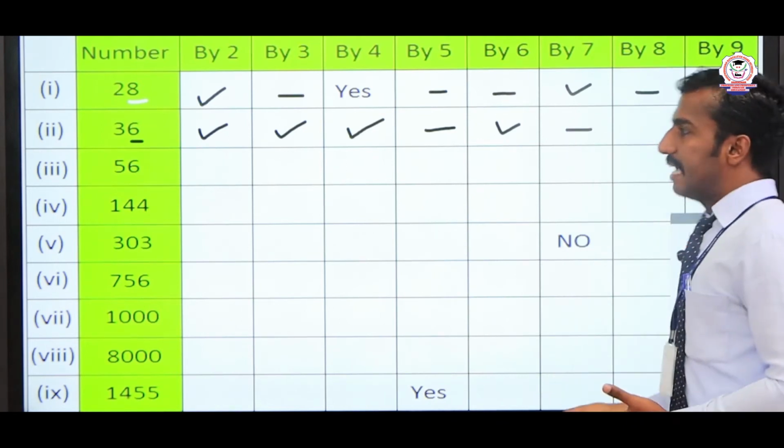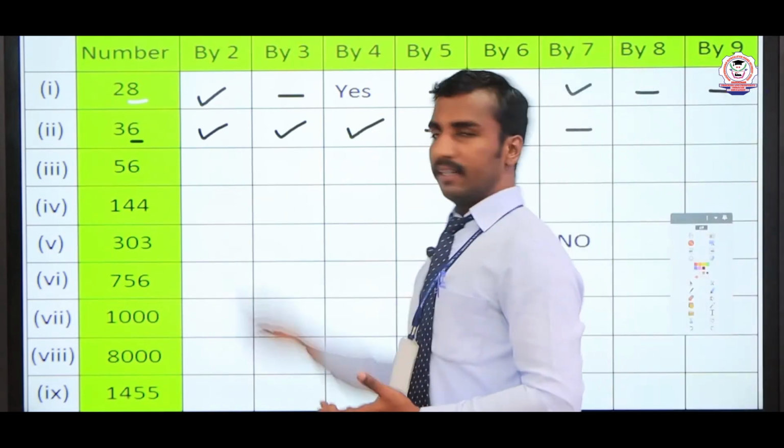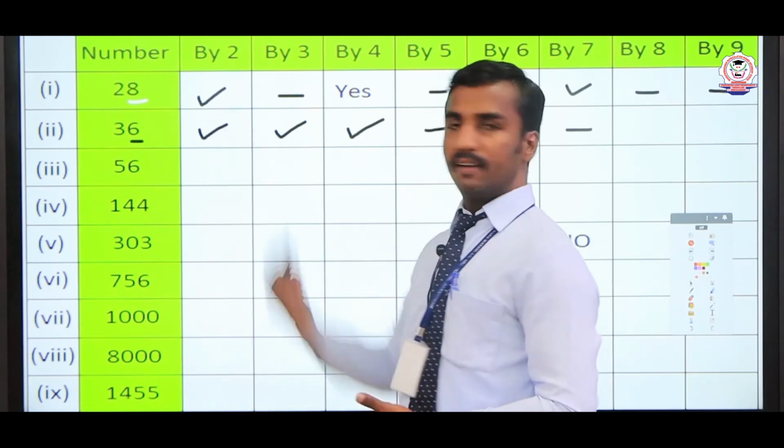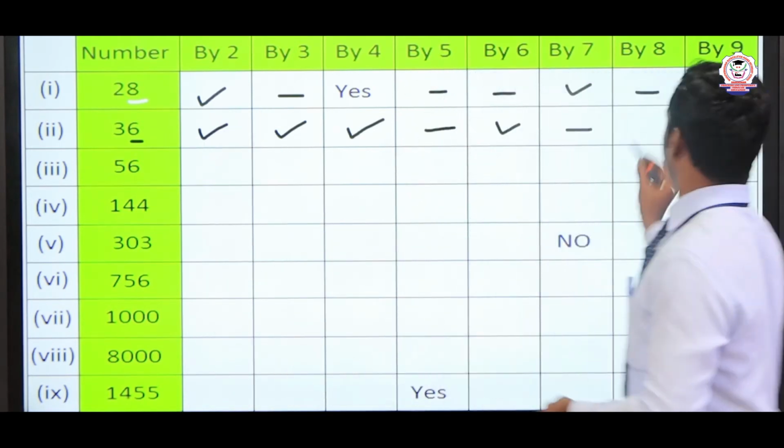Next one, divisible by 8. 8 fours are 32, 8 fives are 40. So here we have 36. So it is not divisible by 8.